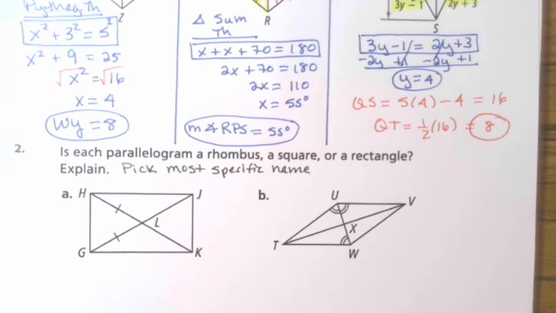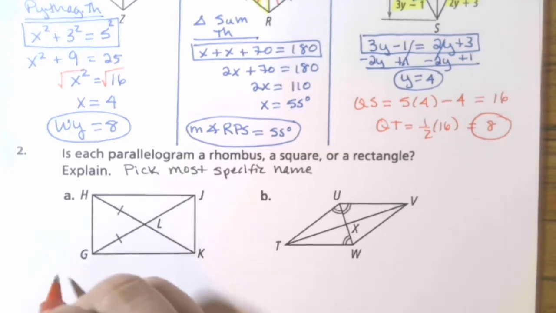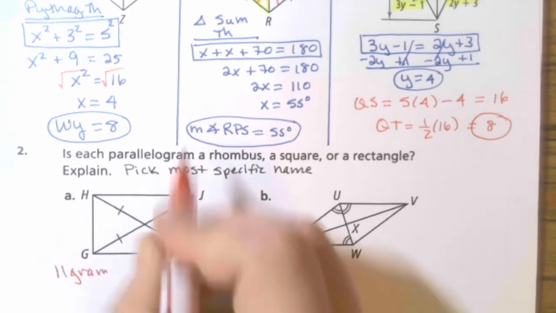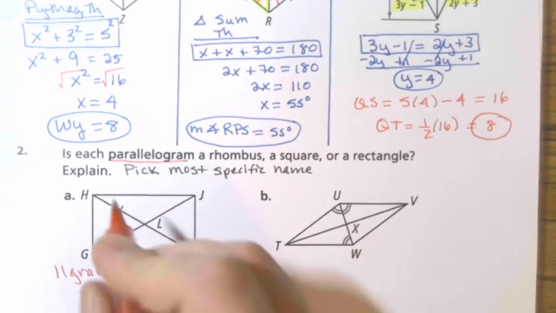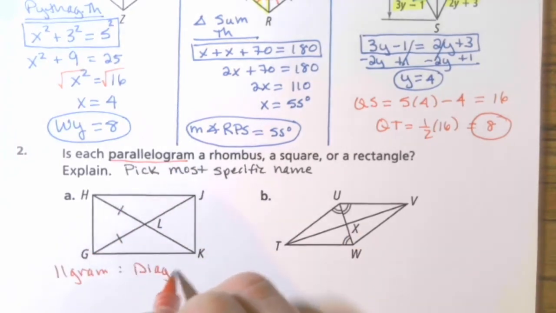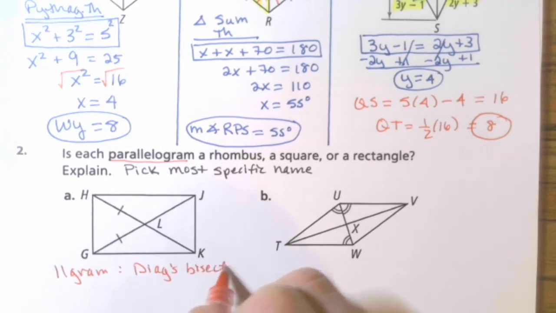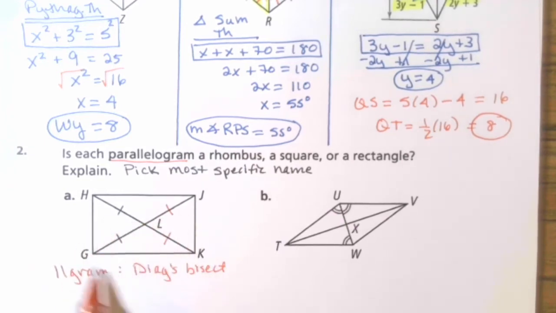It is a parallelogram. So because this is a parallelogram, which they told us right here, we know that the diagonals bisect. So GL and LJ are the same. HL and LK are the same. Okay, so because all four of those are the same, the diagonals are congruent, which makes this a rectangle.